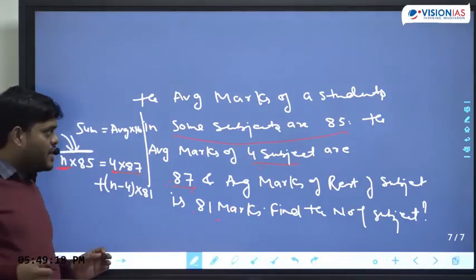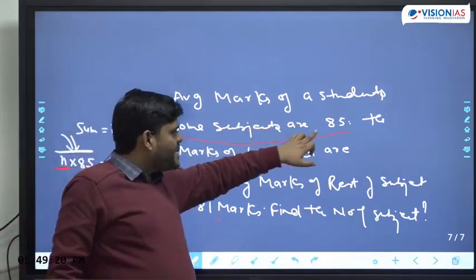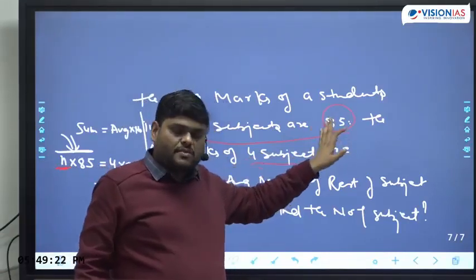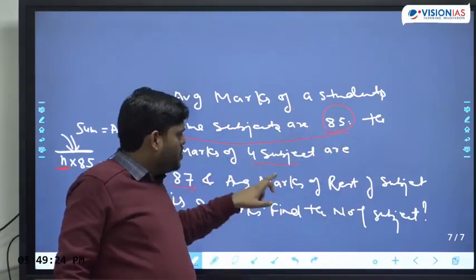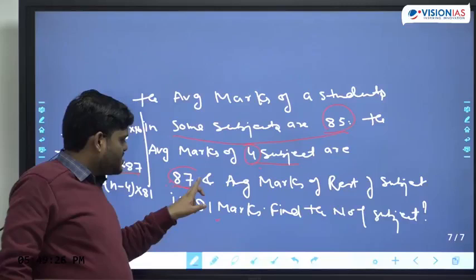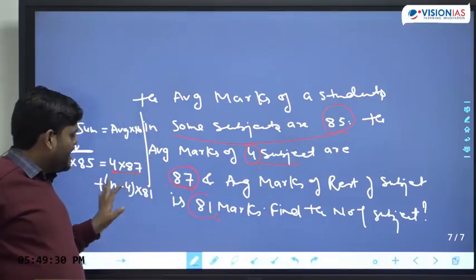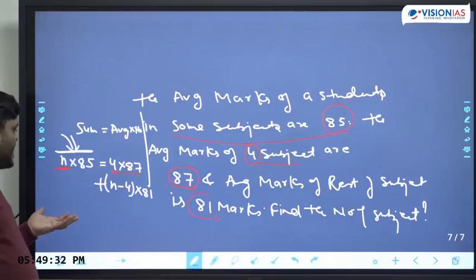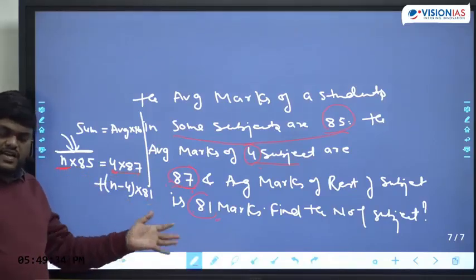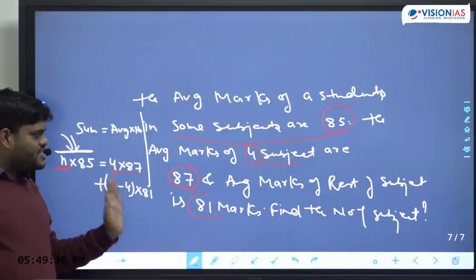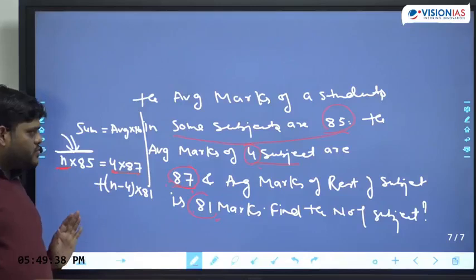What we have done? The sum of the total subjects should be equal to the sum of these marks plus the sum of these marks. So if we solve this and put n equal to 6, we will get our answer. That means the correct answer is 6. This is one way to solve this question.